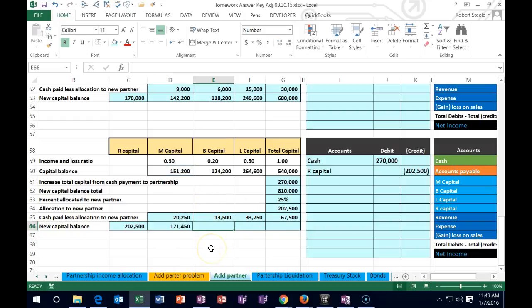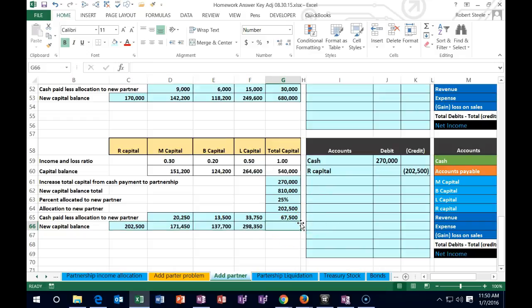Then B's capital account will be the beginning balance 124.2 plus the amount of the 67.5 we allocate, or 13.5, tab. Then L is going to equal the beginning balance for L of 264.6 plus the amount of the 67.5 we allocate of 33,750. Therefore, we're going to have new capital account balances after we record the entry of R, M, B, and L equaling 810, which is of course this 810 up here.